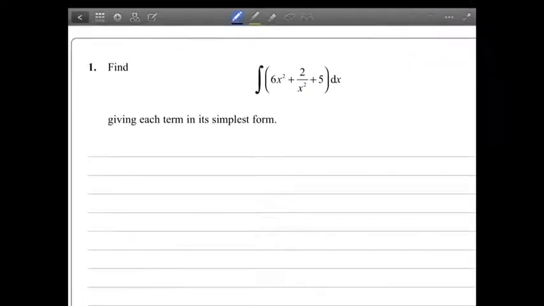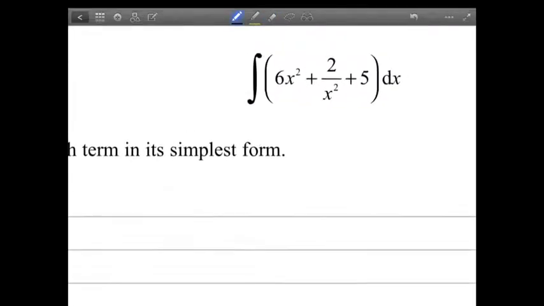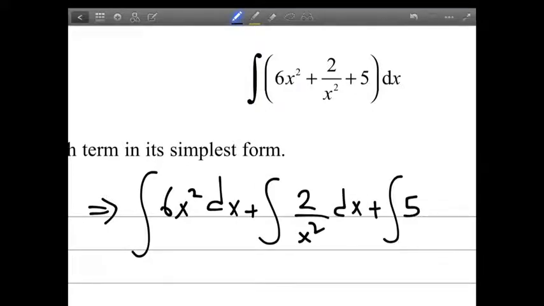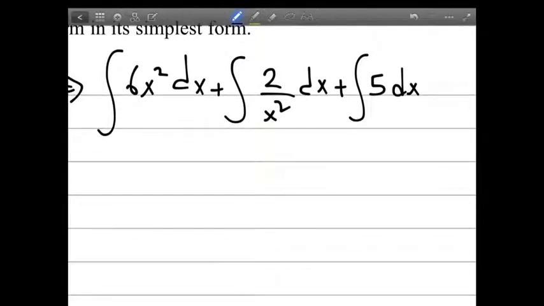We have the first question here. It's finding the integral of a given function, and as you know, we can separate these three terms and find it easily. We can do the integral of 6 times x squared dx plus 2 over x squared dx, and here we have 5 dx. We have the rule, the formula.